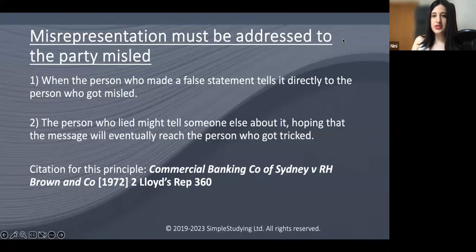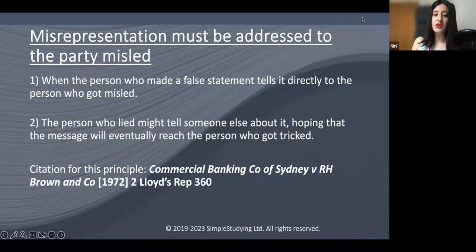Misrepresentation must be addressed to the party misled. That's another requirement that should be met for a successful claim in misrepresentation. The person who made a false statement tells it directly to the person who got misled, or the person who lied might tell someone else about it, hoping that the message will eventually reach the person who got tricked. So this explains what this principle means in simple words.